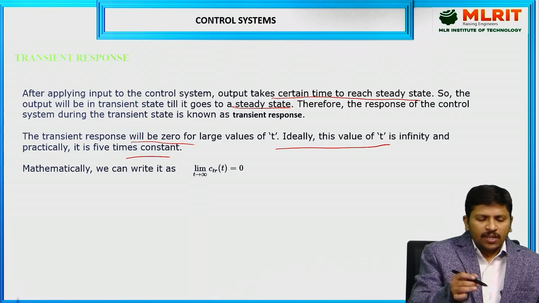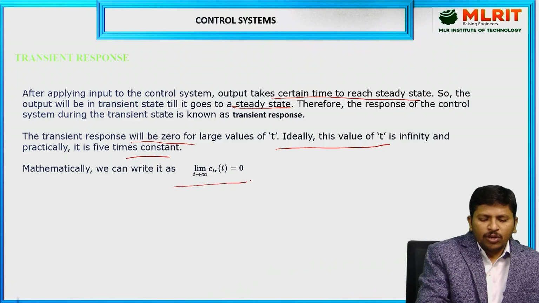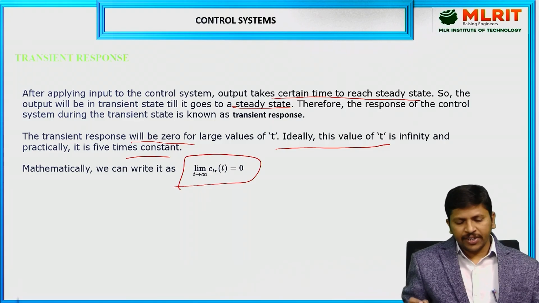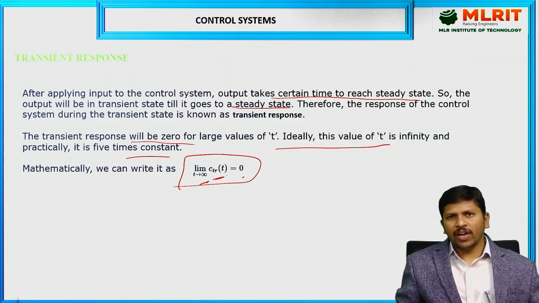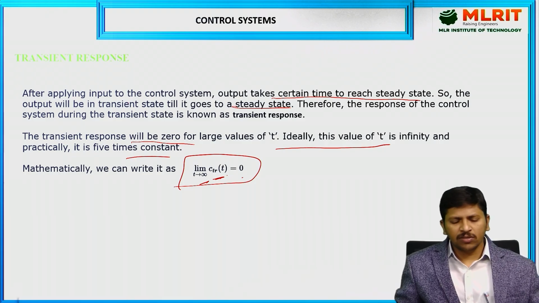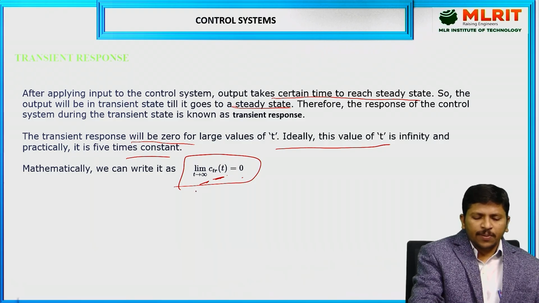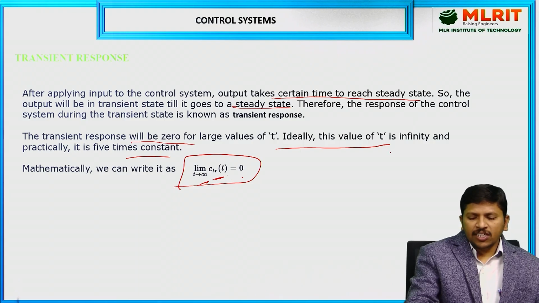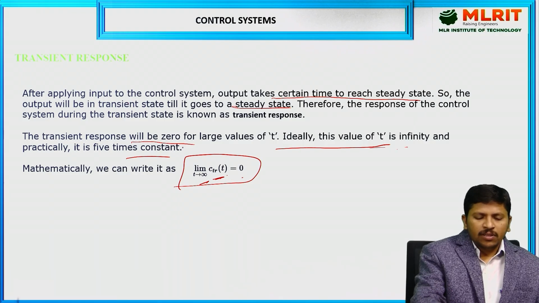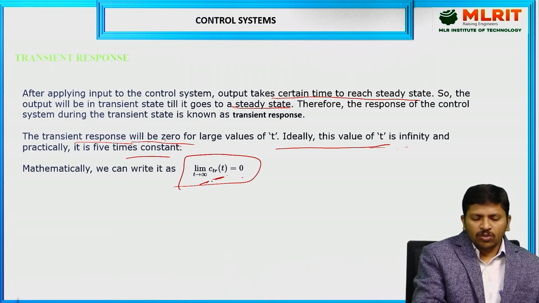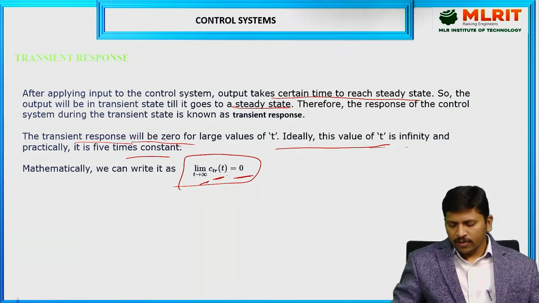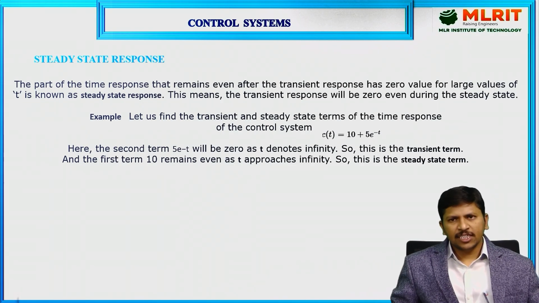Ideally t is infinity, or practically it is 5 times the time constant. Here a mathematical representation I am going to write. Mathematically it can be written as limit t tends to infinity, transient response of t equals 0. If the value is 0 for large values, we just consider infinity. Ideally the transient response will be 0. So the limit of the transient response as t tends to infinity is 0.